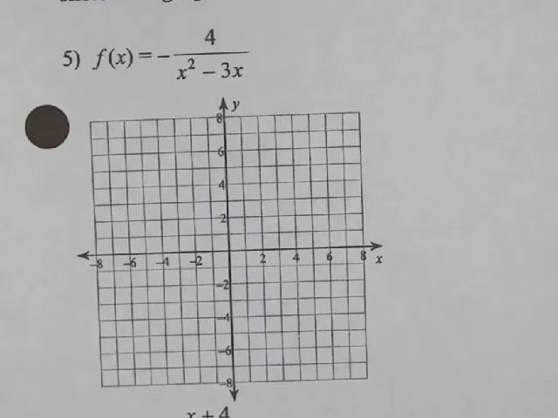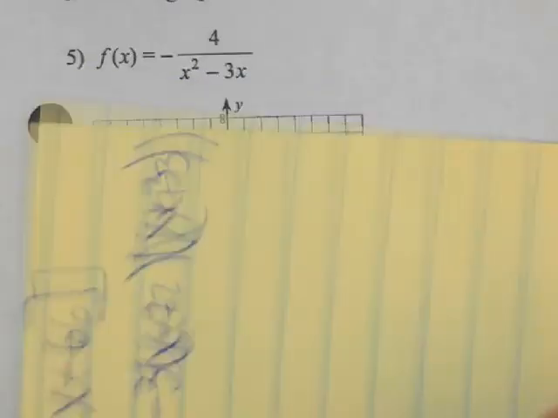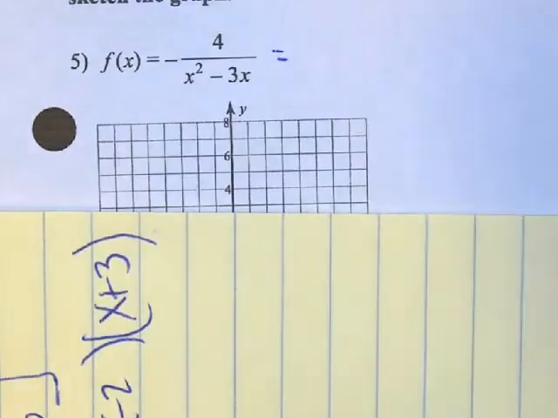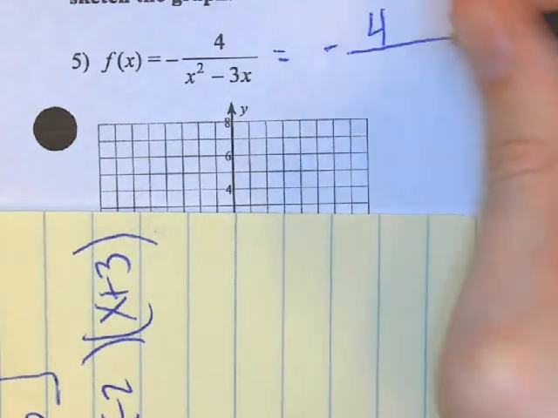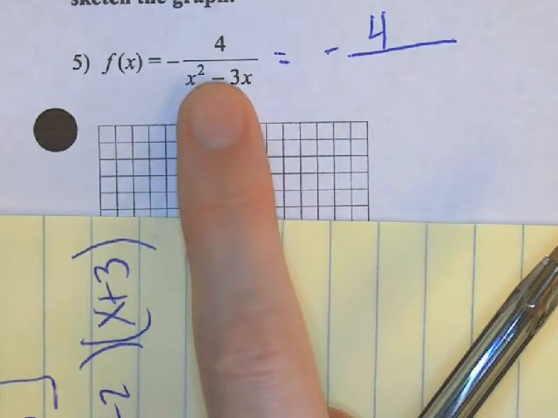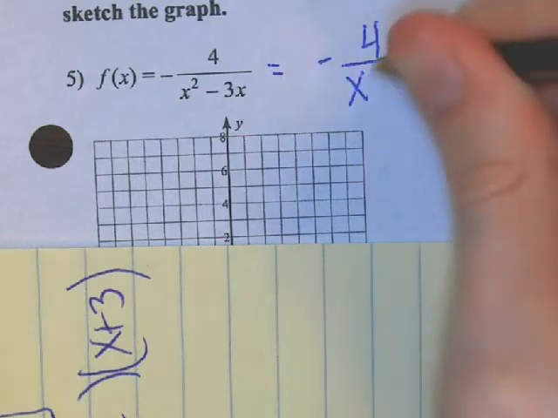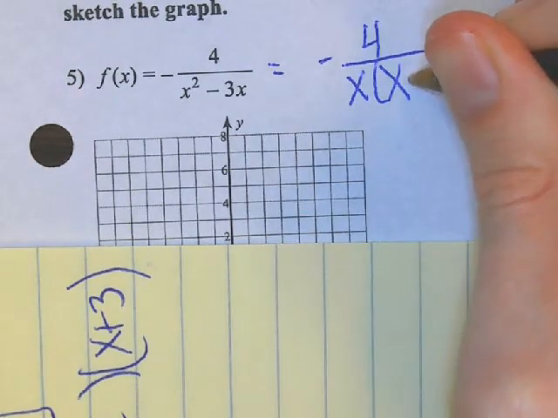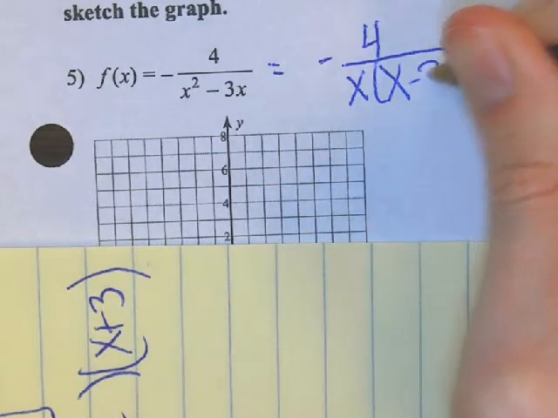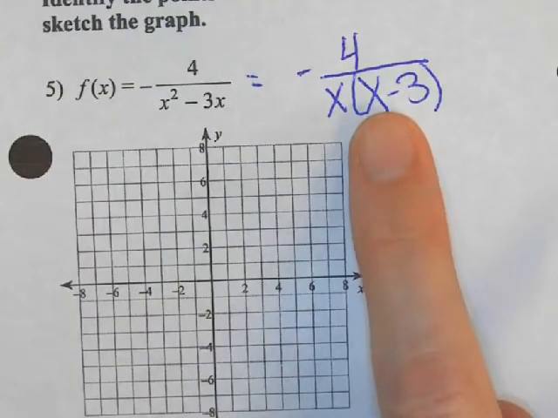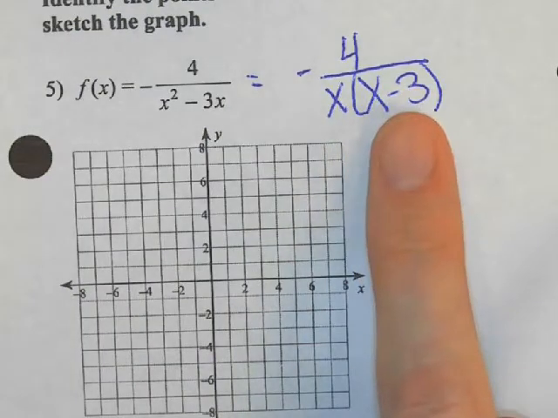Okay, on number 5, we need to factor. Can I factor 4? No, it's just a number, so leave the 4 alone. But I can factor the denominator. What do they have in common? An x. Take out the x, and we're left with 1x, and then minus 3. There you go. Can I do anything else? Do we have any other exponents or greatest common factors? Nope. So then it's fully factored.